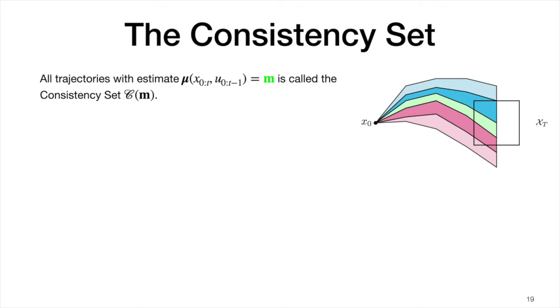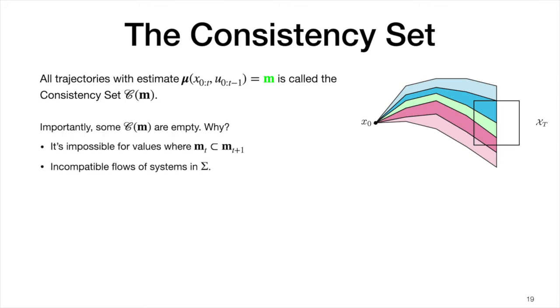For example, in the figure on the right, the set of green trajectories would correspond to perhaps all trajectories that produce the estimate green M, which is shown on this slide. Importantly, a consistency set may be empty. This indicates that there are no trajectories that can produce the estimate that you're interested in. What will be useful in our approach will be the set of M's such that the consistency sets contain trajectories. We will call this collection of M's M star.